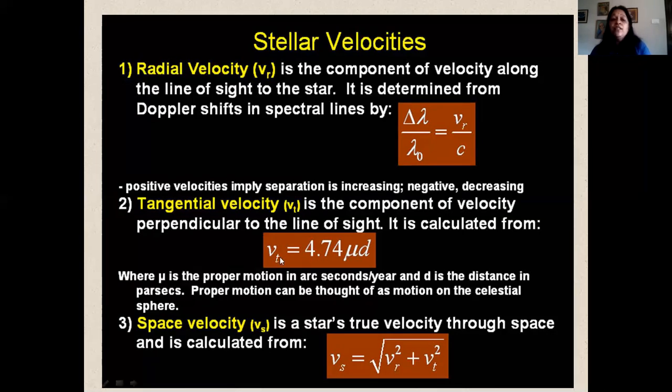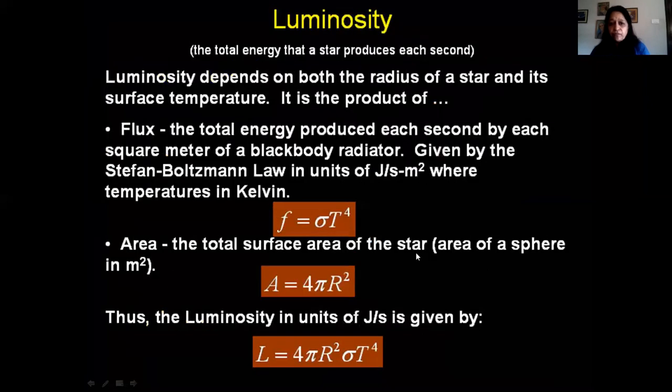So we can convert that to tangential velocities by multiplying the proper motion by a factor of 4.74. This is just got by conversions, okay? When you convert your arc seconds per year to kilometers per second, you will get these factors. So the space velocity of the star is the square root of the sum of the squares of both these velocities, and that will give me the space velocity of the star.